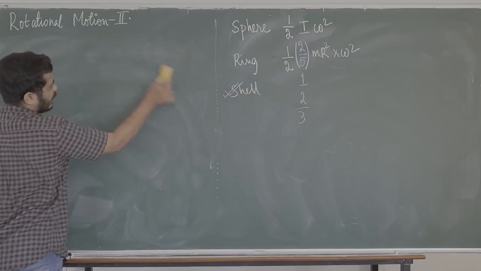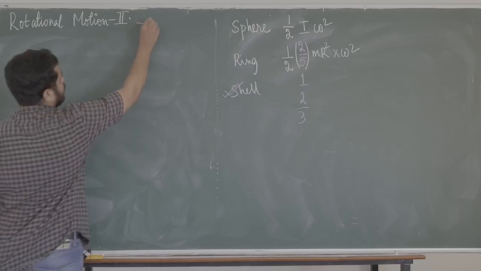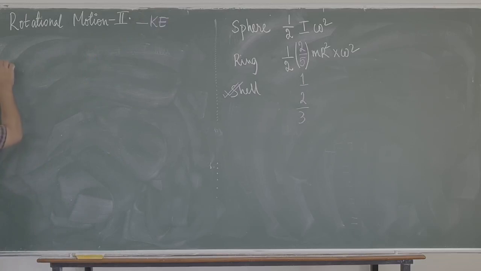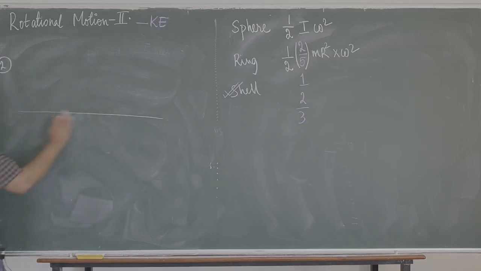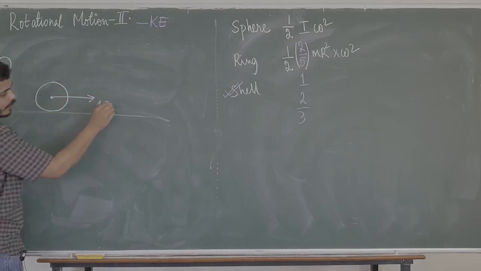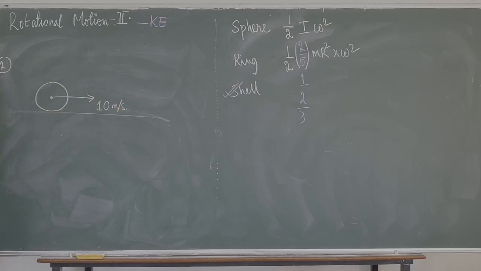All of these are problems on kinetic energy, so keep that in mind. All of these questions will be on kinetic energy, and later on we'll go for angular momentum. Let us say, second problem. There is no floor. There is only a disk, and the disk is moving in a straight line with a speed of 10 meters per second.